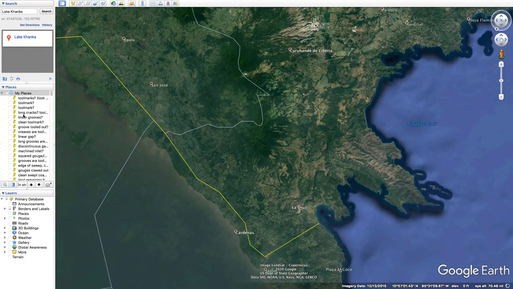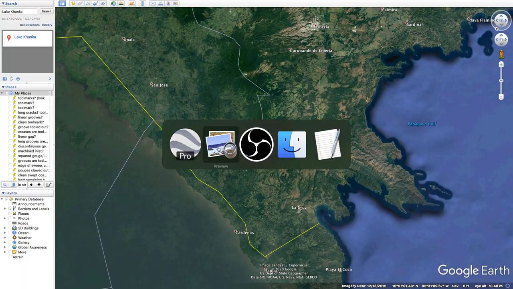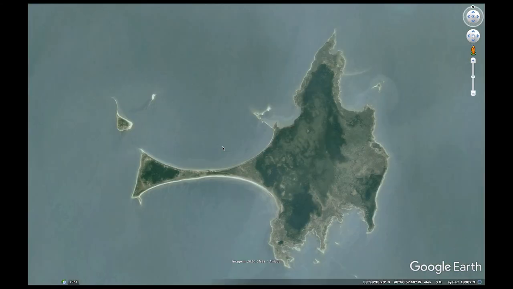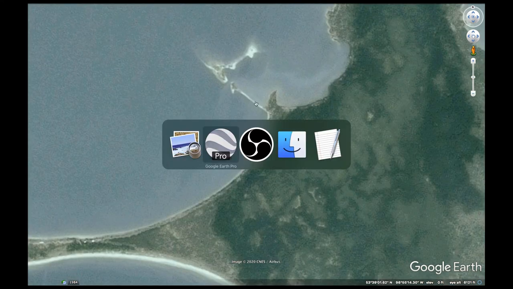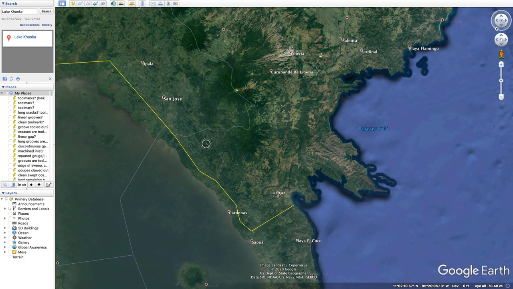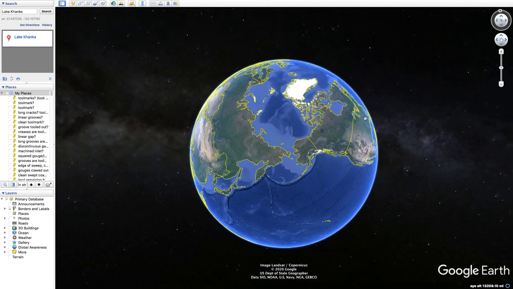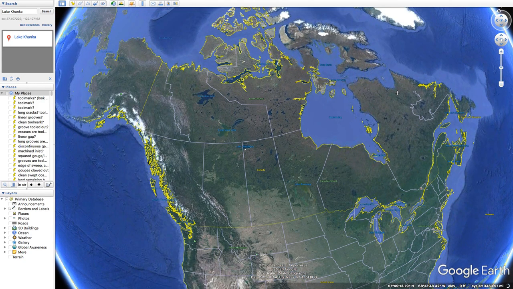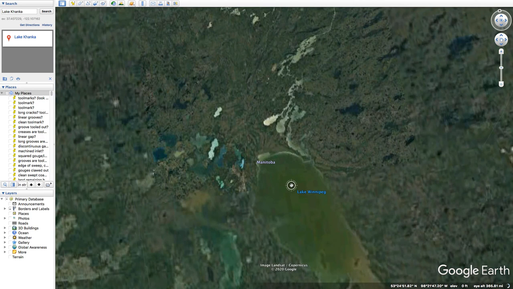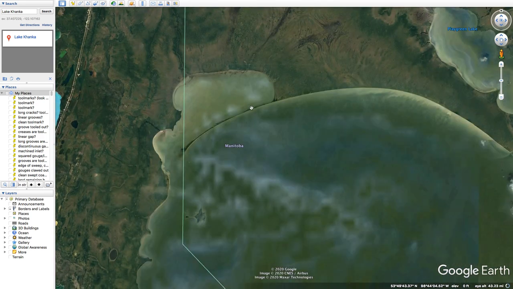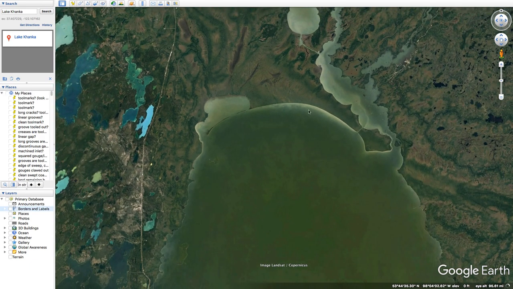Okay, let's go back to preview. Okay, so we take a look at that. Okay, let's cruise up to Lake Winnipeg real quick. This is also in Lake Winnipeg. It's a weird island with this. So Lake Winnipeg is up here, right here in Canada. So here is this thin thing of land.